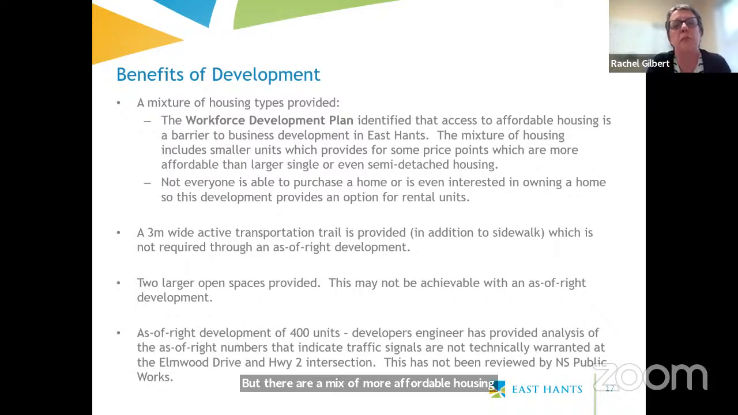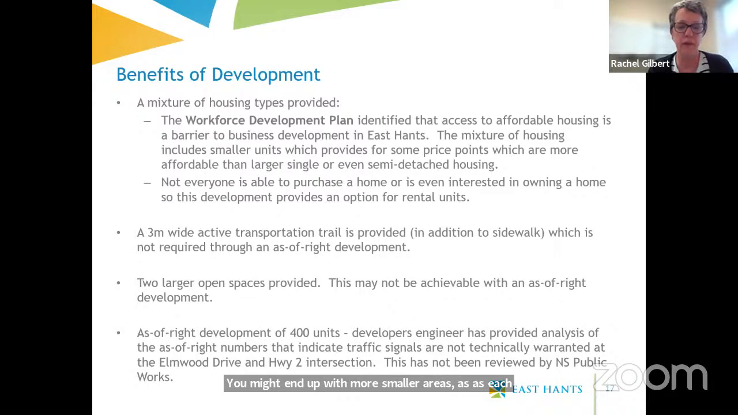And also not everyone is able to purchase a home or is even interested in owning a home. So this development provides an option for rental units. There is going to be a 3-meter wide active transportation trail provided. This is in addition to sidewalk, and that's not required through an as of right development. Two larger open spaces are provided, and this may not be achievable with an as of right development, as we would negotiate 10% each time a subdivision application comes in, and it's not always easy to have a larger area. You might end up with more smaller areas as each phase comes forward.